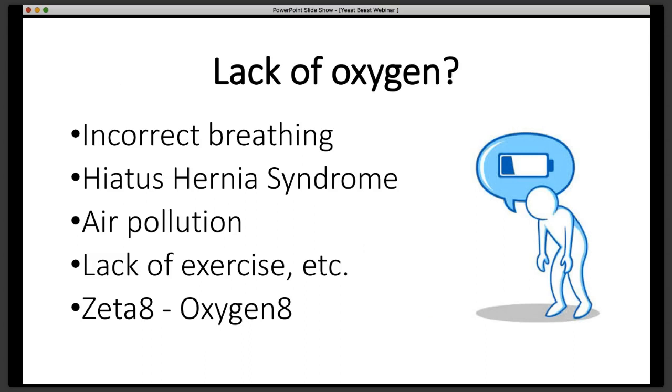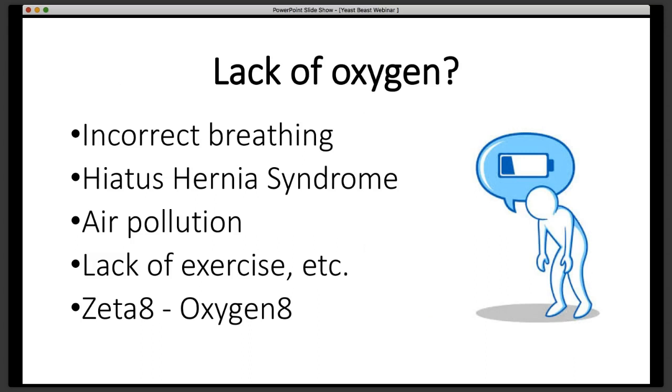But what can cause a lack of oxygen? Incorrect breathing, which of course we all do, especially if you have bad posture and you don't breathe correctly. You sit in front of a computer like I am at the moment, and I'm sitting up straight at the moment, but sometimes I forget and I slouch. So posture is very important, because when you have bad posture, then your diaphragm doesn't work properly. And so you don't get the right amount of oxygen coming into your system.